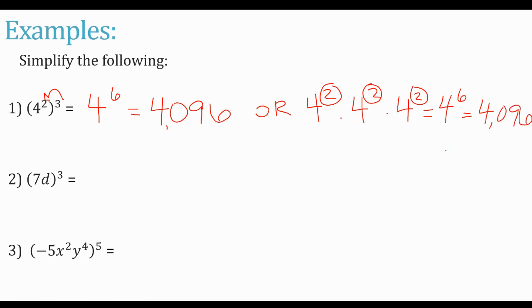But I don't want to write this out 3 times. I want to use that shortcut because I know 2 times 3 is going to give us 6, which is going to give us the same answer in the end. Let's take a look at question number 2.